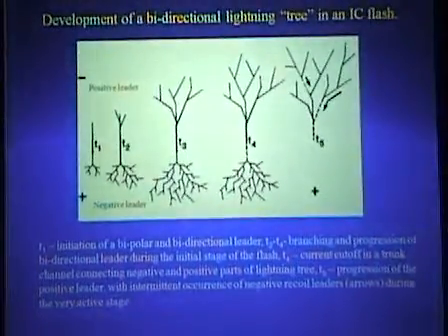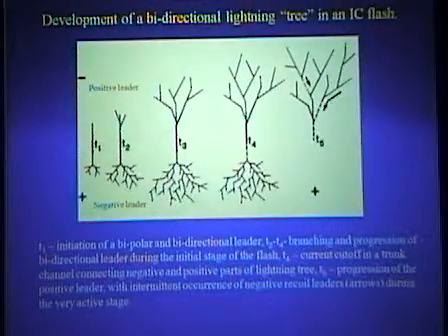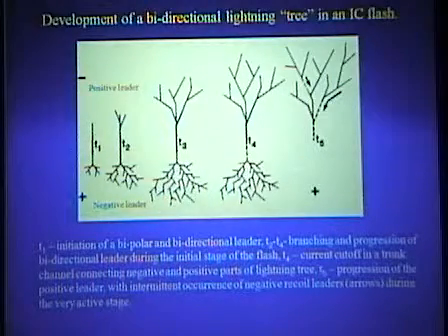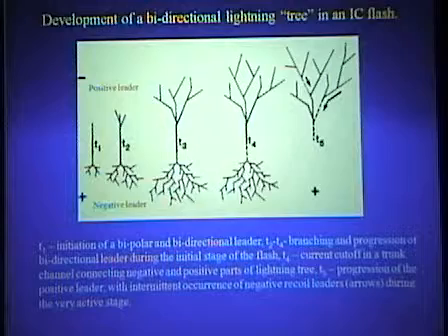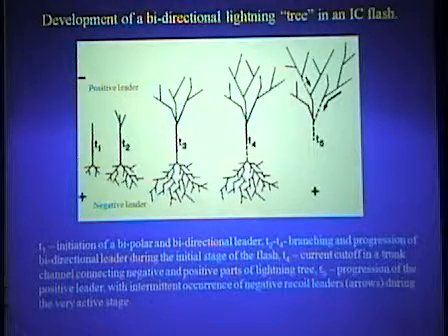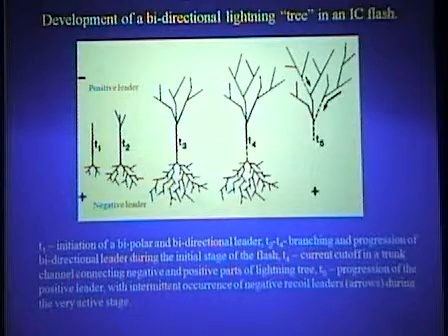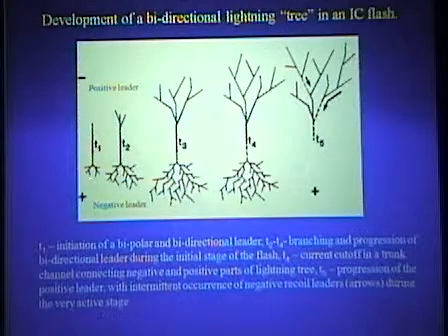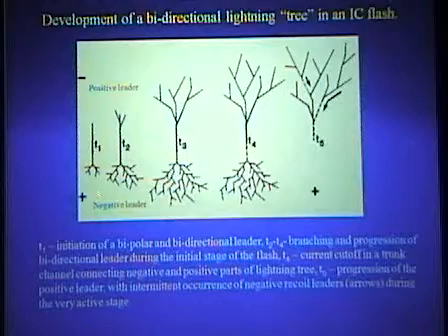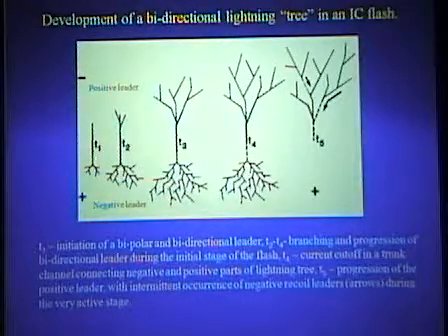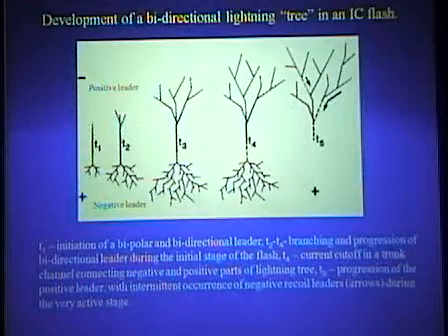I need to explain to you in this simplified cartoon what actually happened here. This was an intra-cloud flash in the very beginning before it developed toward the ground. So it started as a bidirectional leader, this negative leader going into the positively charged portion of the cloud on one side and a positive leader on the other side.